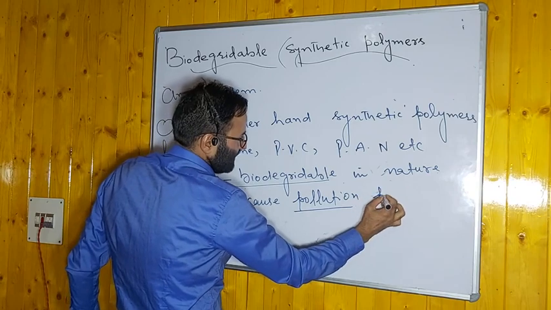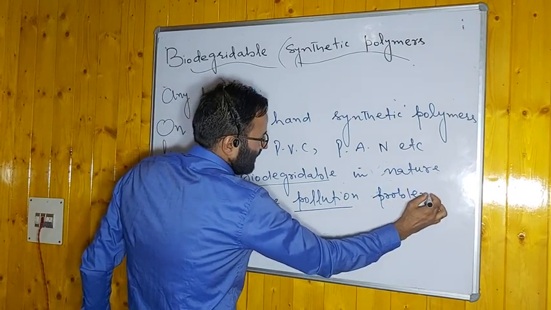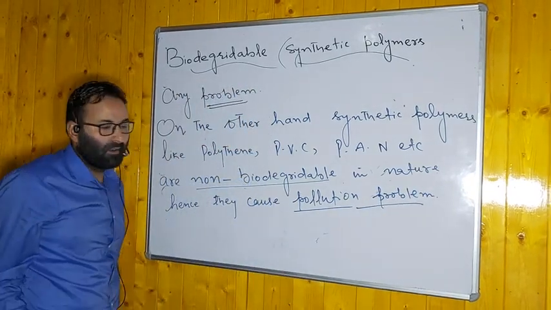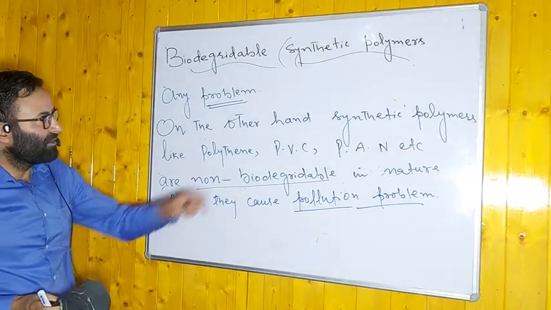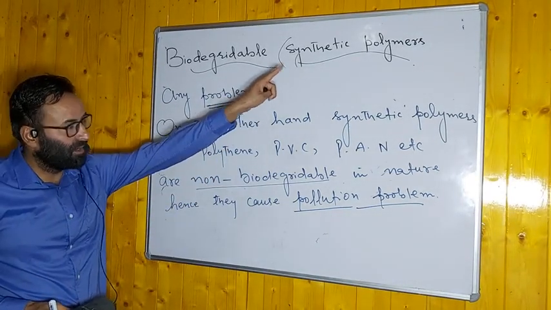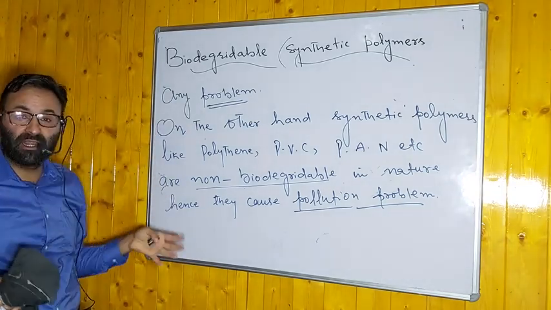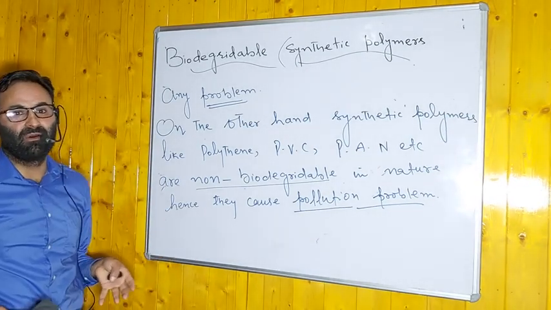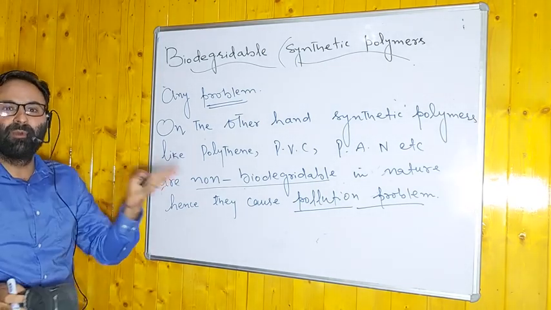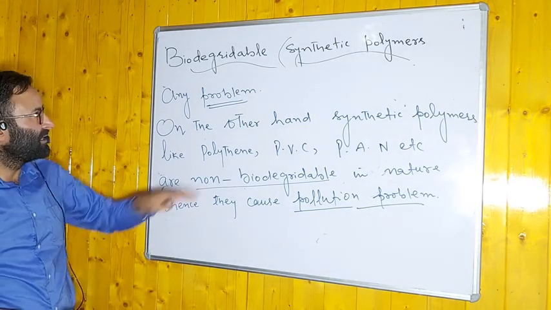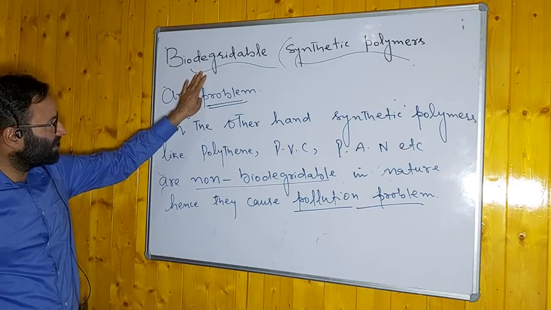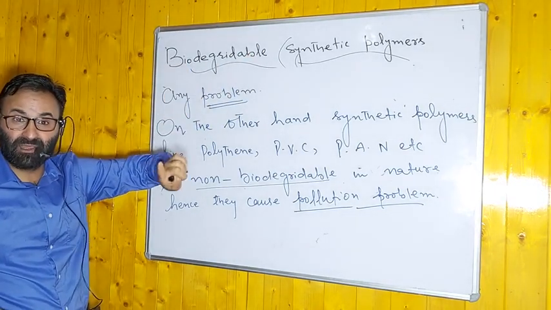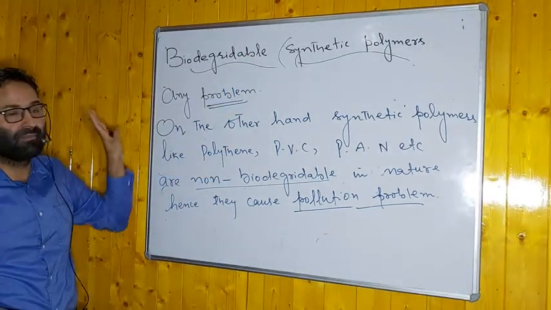Now, why do we try to prepare synthetic polymers which are biodegradable? In order to overcome this pollution problem, we try to synthesize polymers which will be biodegradable in the living system and in the environment. At that time, there will be no pollution problem. Hence, this is the topic: biodegradable synthetic polymers.